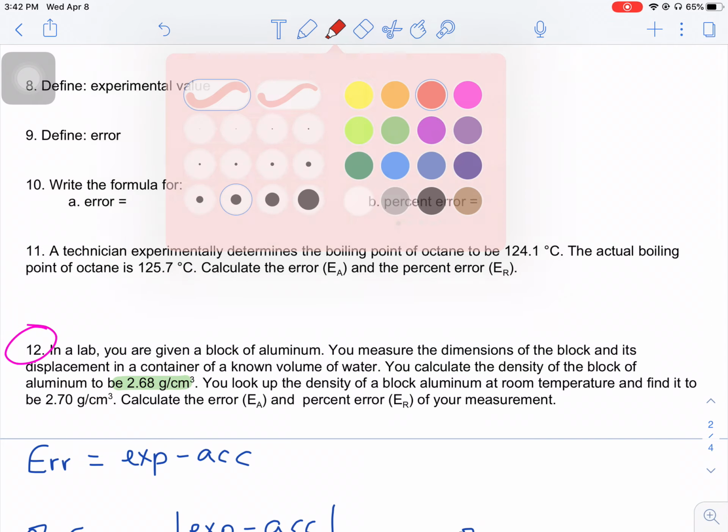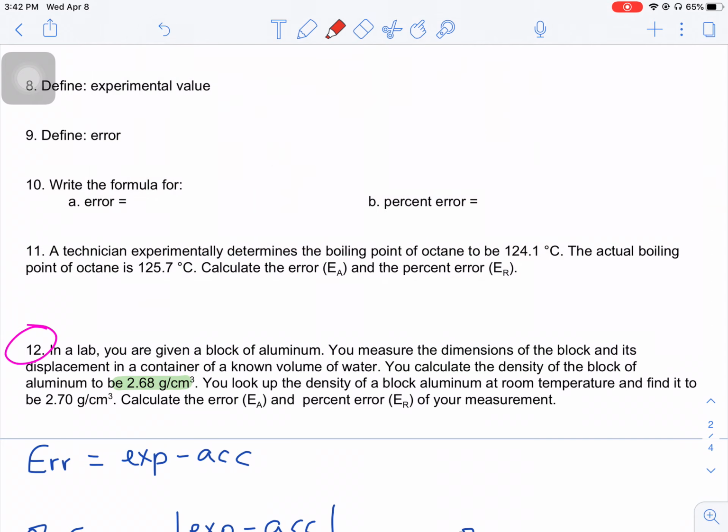Then you go on and you look up the true value of it. You look it up in a textbook or you look it online, and the true value is going to be 2.7. So what I want you to do for this problem is calculate error, and I want you to calculate percent error, sometimes called relative error. So let's do that together.